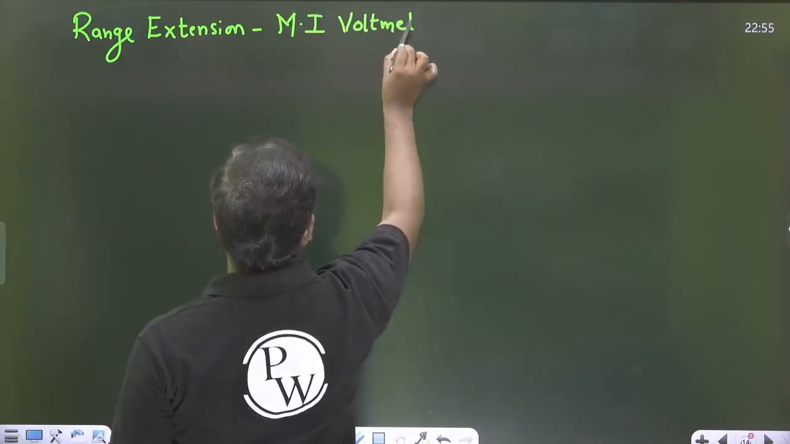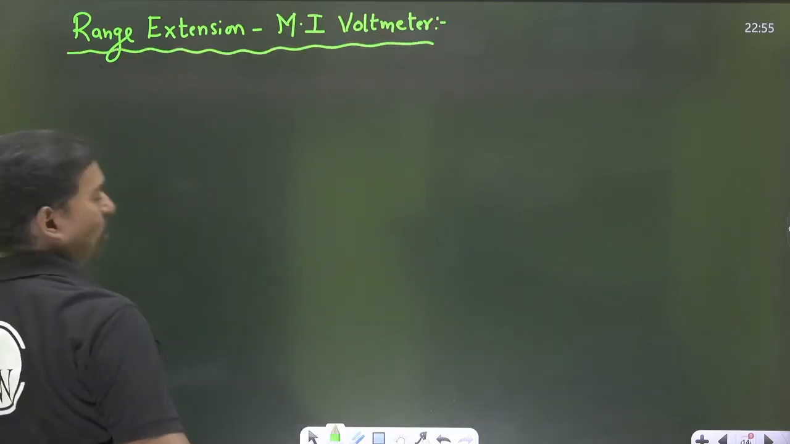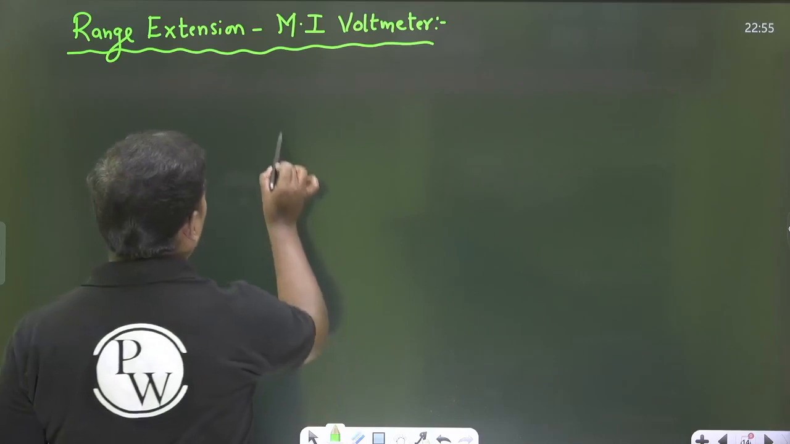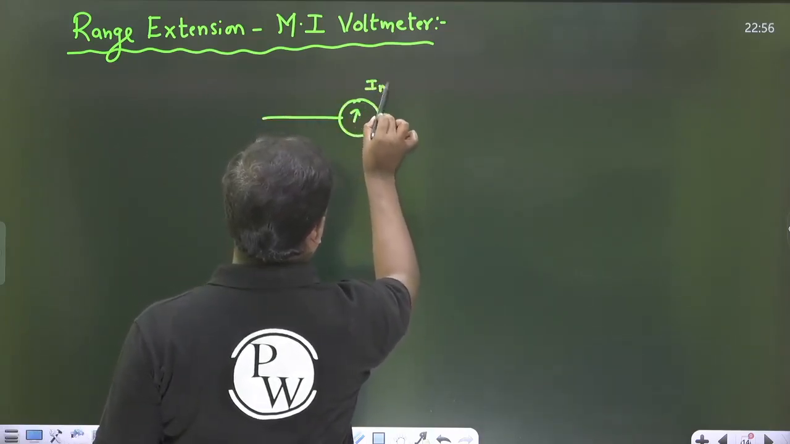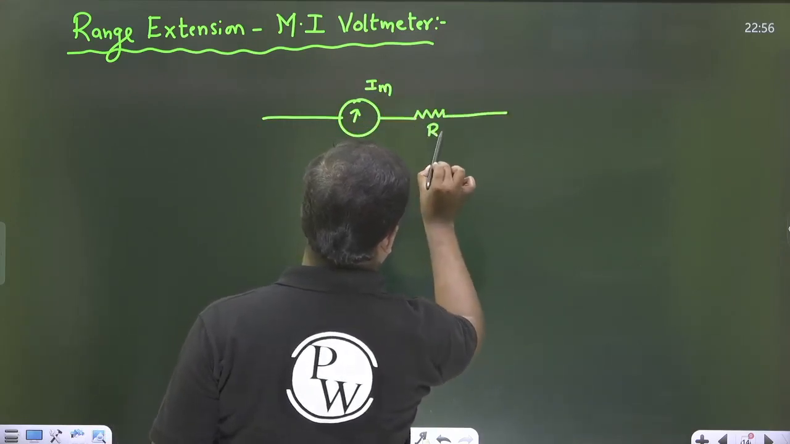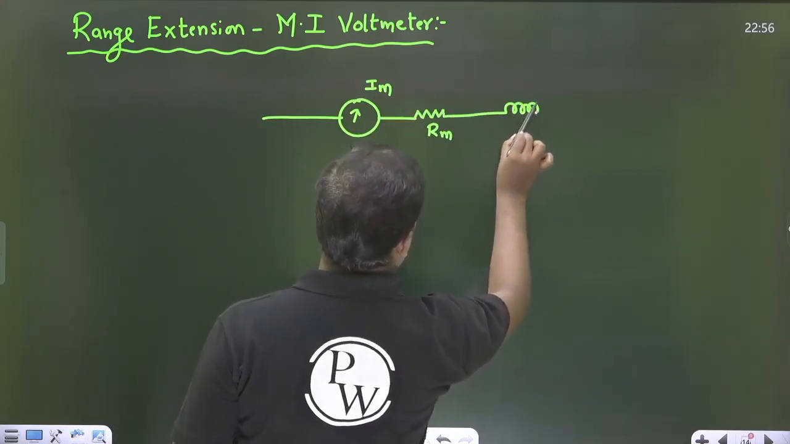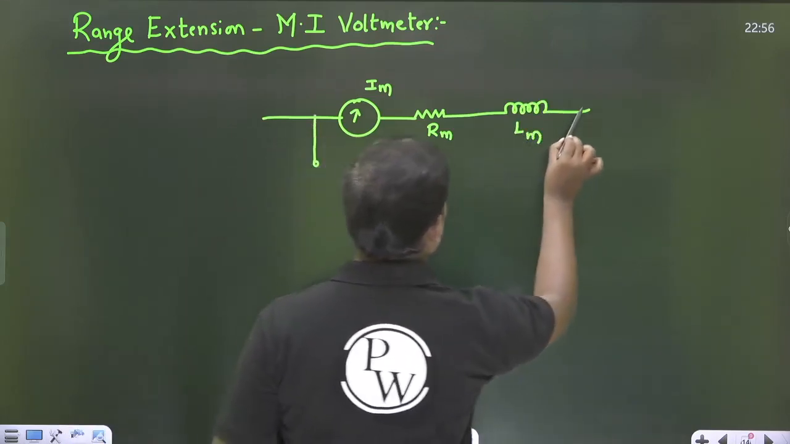So let me talk about what the range extension for the voltmeter is. First of all, what is the voltmeter diagram? This is our Im, this is our Rm, but there is also an inductance. Now the voltage across this will be what?